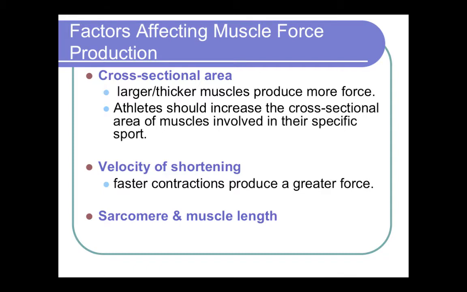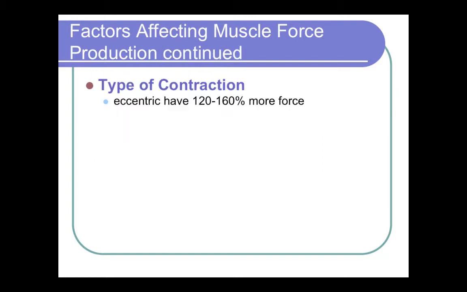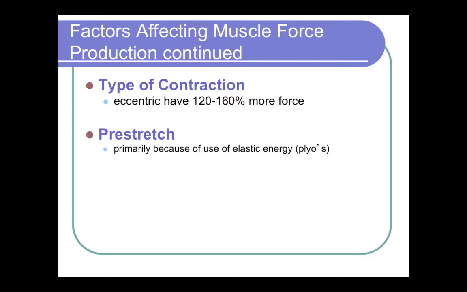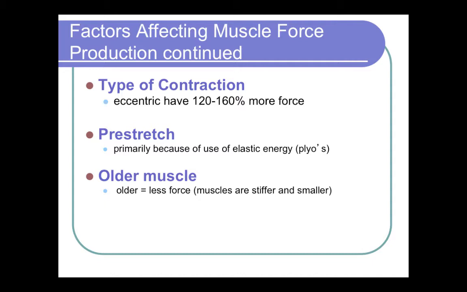Going down to our cellular level, what about sarcomere and muscle length? A longer muscle produces more force. Eccentric movements can be 120 to 160% more forceful than concentric. Negatives are great to throw in as part of your training program. A pre-stretch. Think plyometrics. Plyometric relies on the concept of the pre-stretch. When you pre-stretch the muscle, you are utilizing elastic energy, or the SCC, which we'll discuss in future chapters. An older muscle, less force. Muscles are stiffer. Muscles may even be smaller.